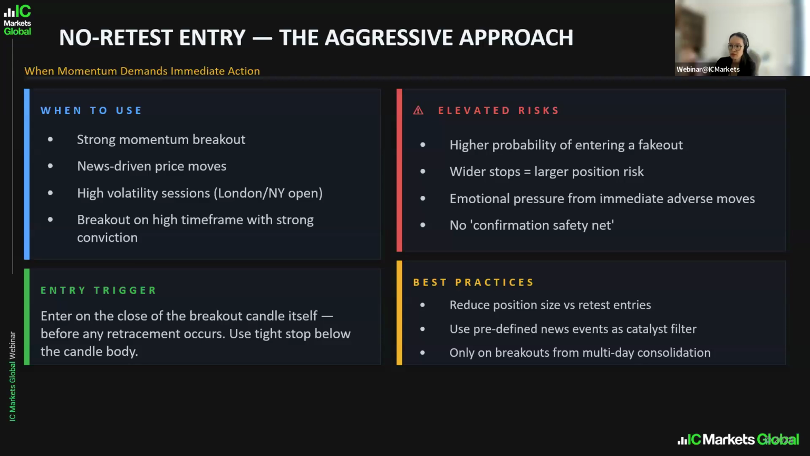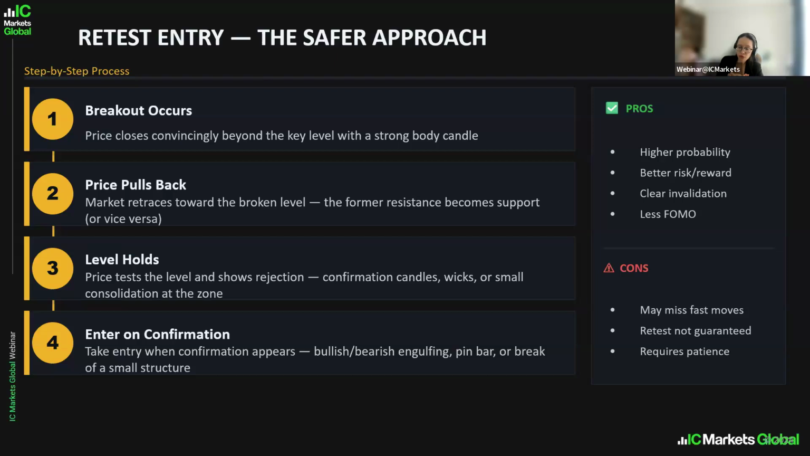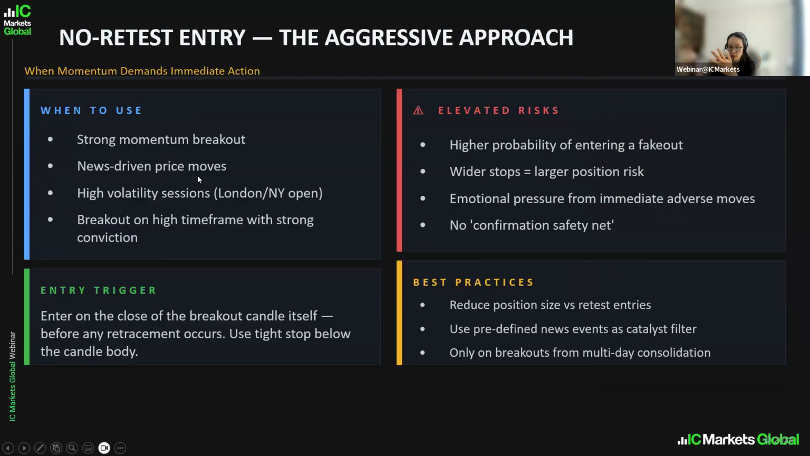Because they're going to be different, there will be two types of traders. Whenever you see the breakout, on the next candle you don't wait for the pullback. You just follow the buy, for example, when it breaks the key level, which is the resistance level, and then you just want to buy. You don't want to wait. This is a very aggressive approach.